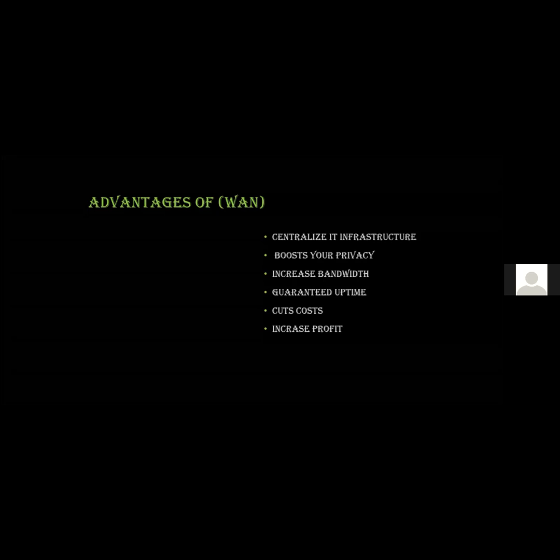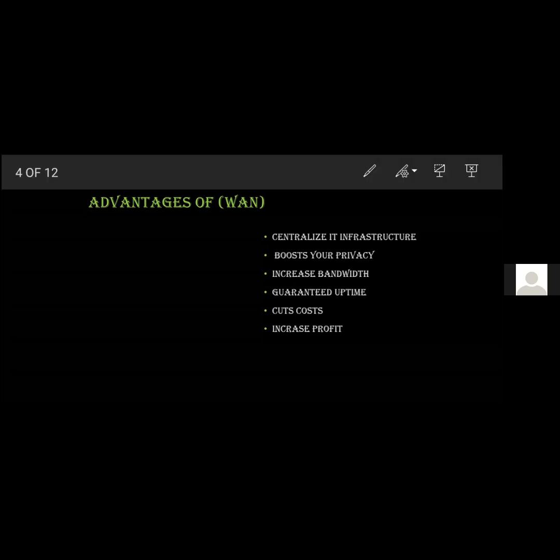A WAN is a large network. It is very expensive to set up in the initial stage. It involves purchasing different networking devices, resources, switches, etc. Security.